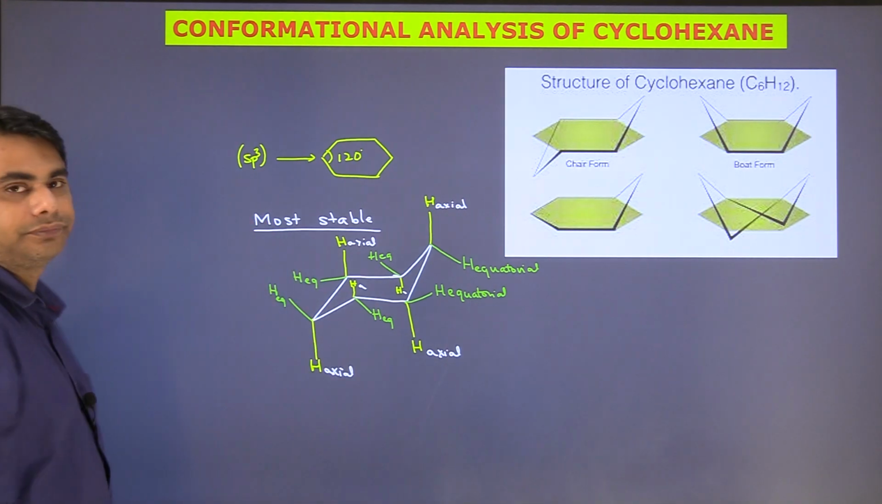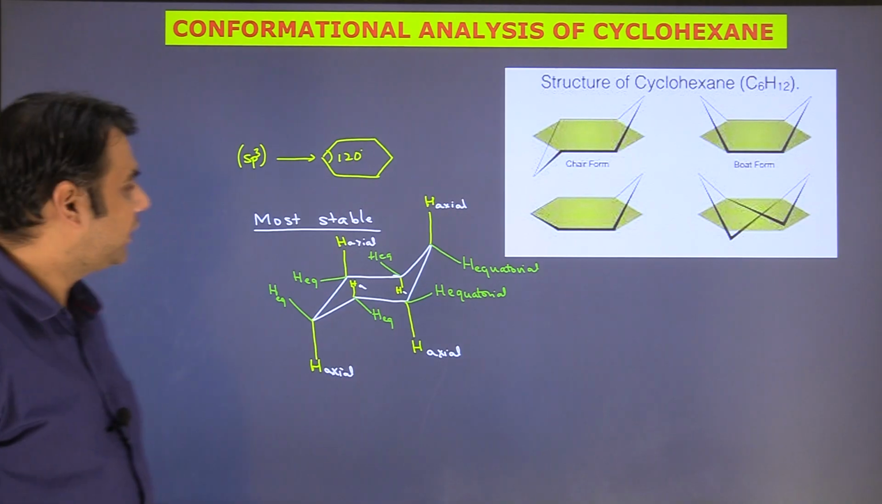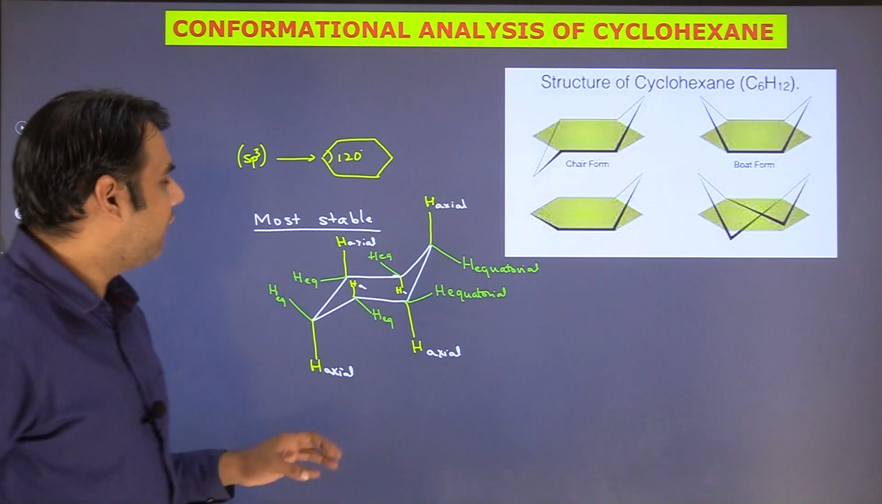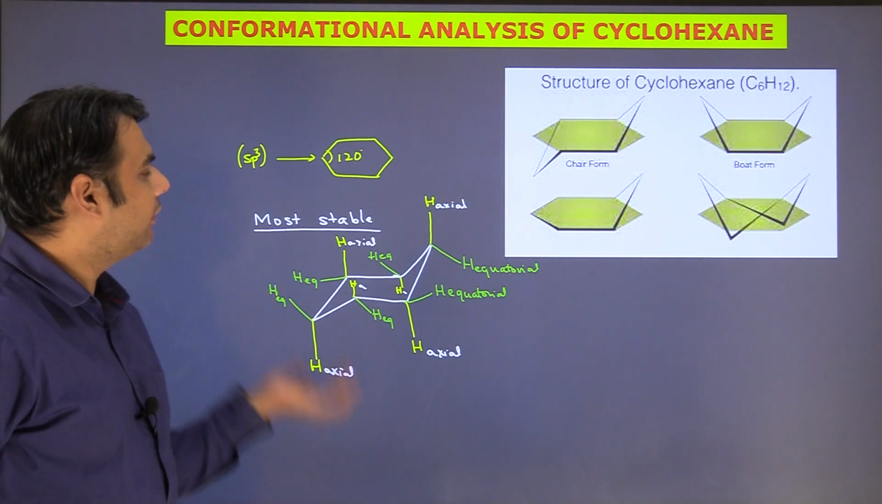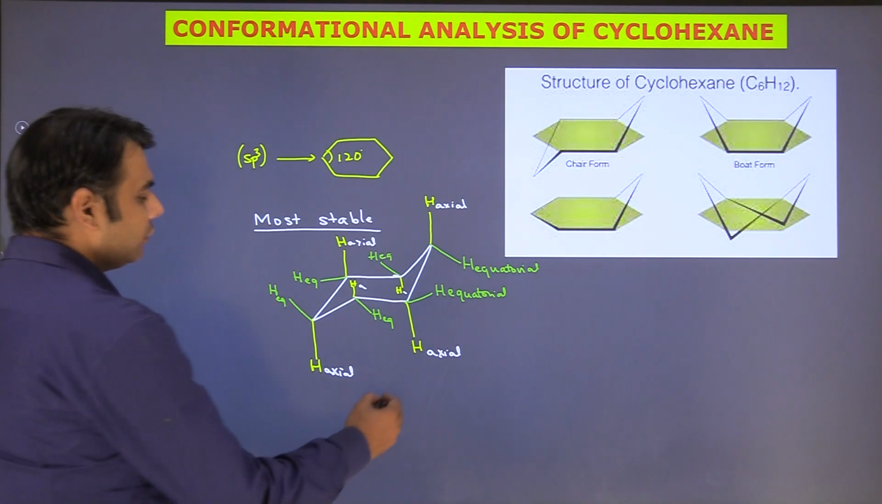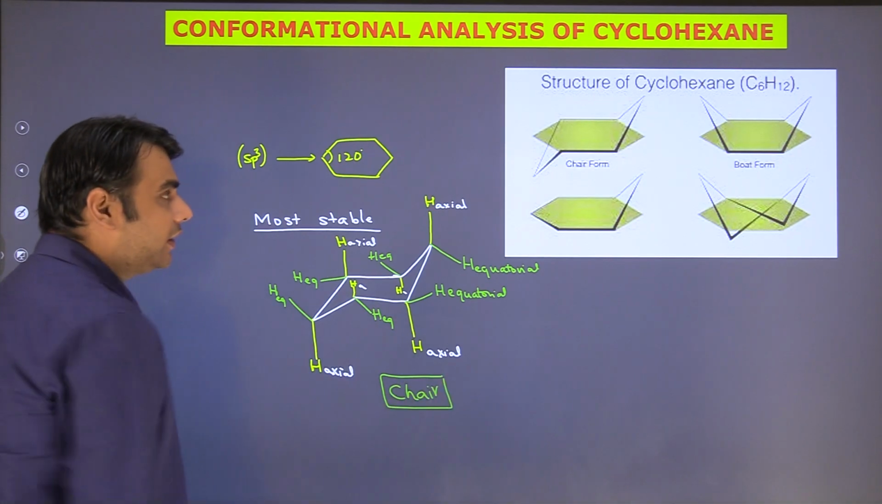particular plane, right? So this is how you represent a chair form. So basically this is the most stable form. There are other forms as well, but our prime focus, our main analysis, would be mostly on the chair form of the cyclohexane. So chair form of the cyclohexane is the most stable conformer of the cyclohexane.